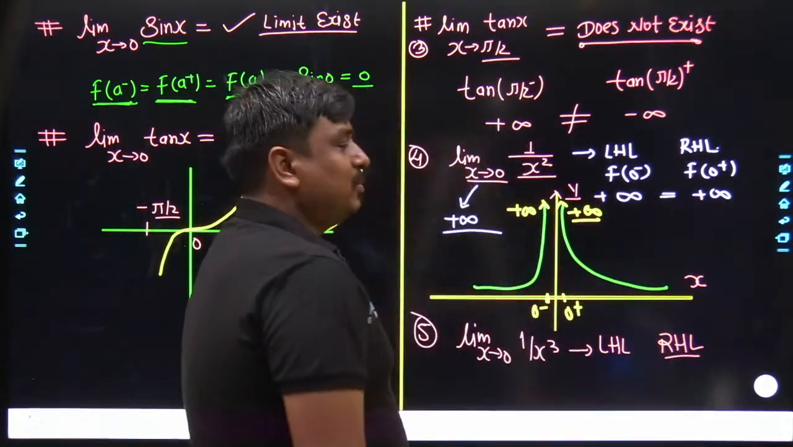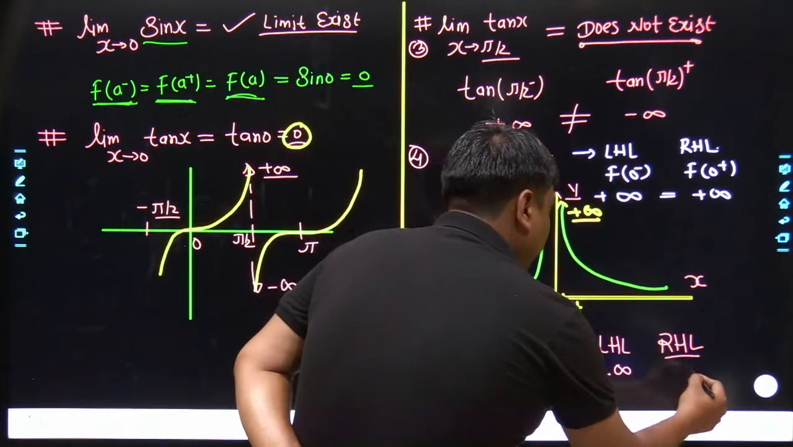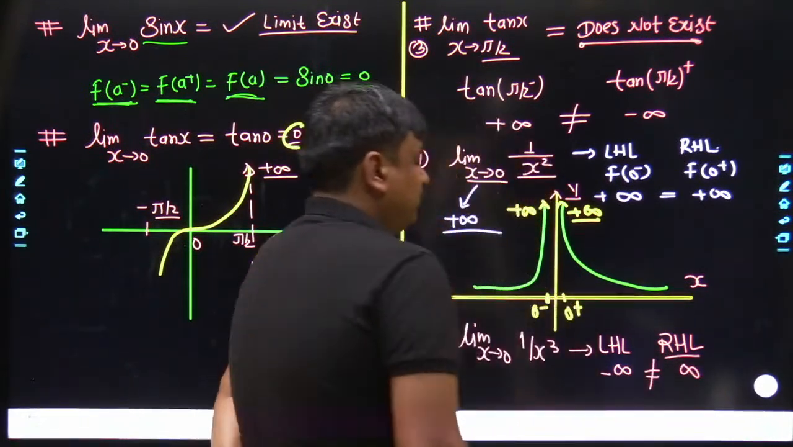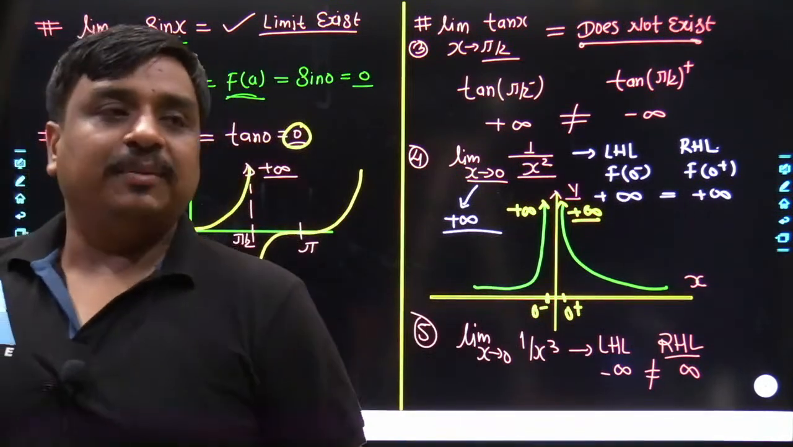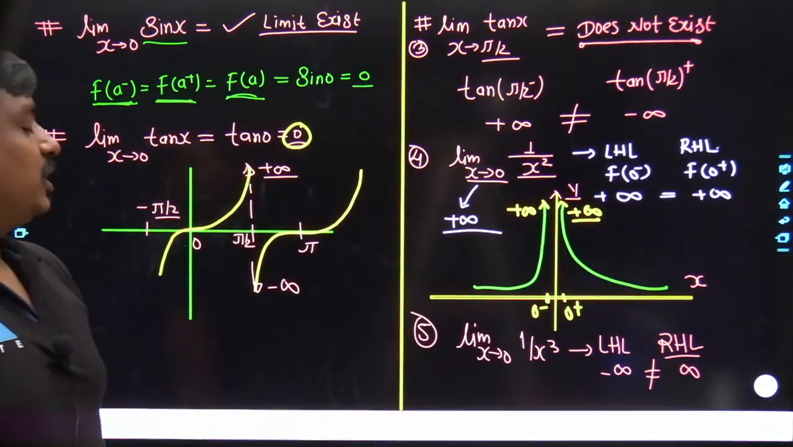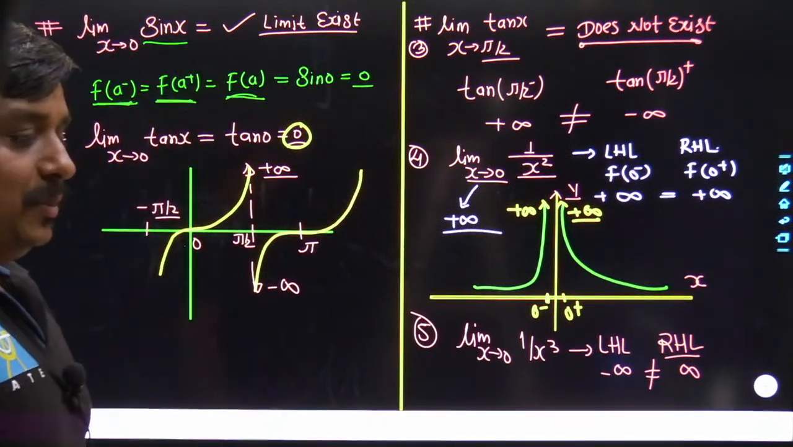The left hand limit is simply going to be minus infinity, and the right hand limit is simply going to be plus infinity, and there is a sudden change at x equals 0. So one thing is quite sure: the limit does not exist. Yes, the limit does not exist.